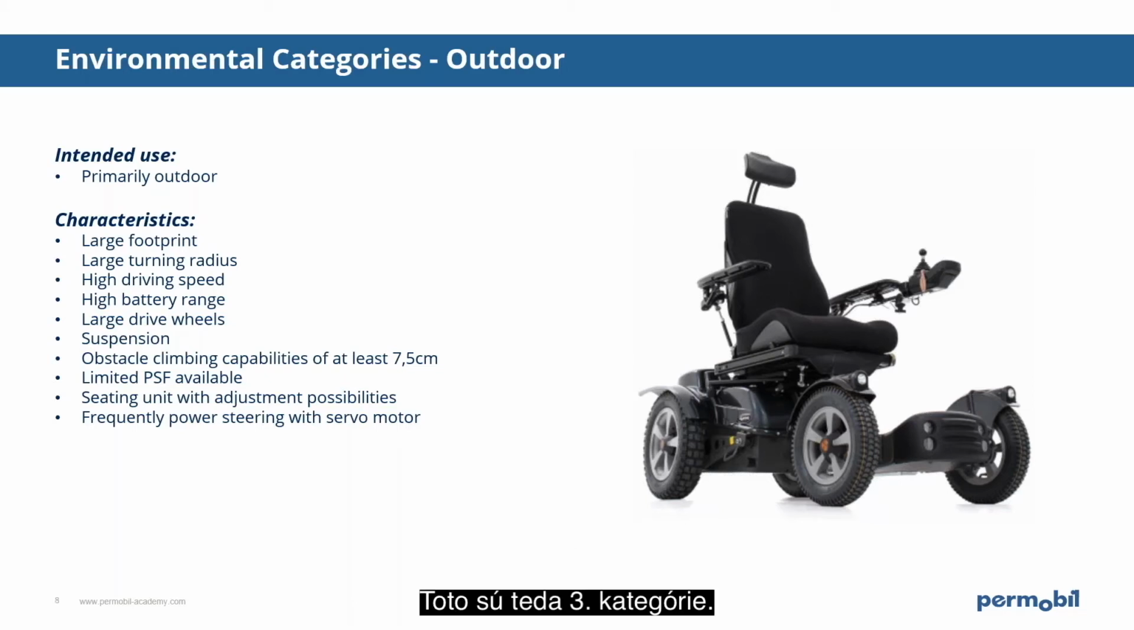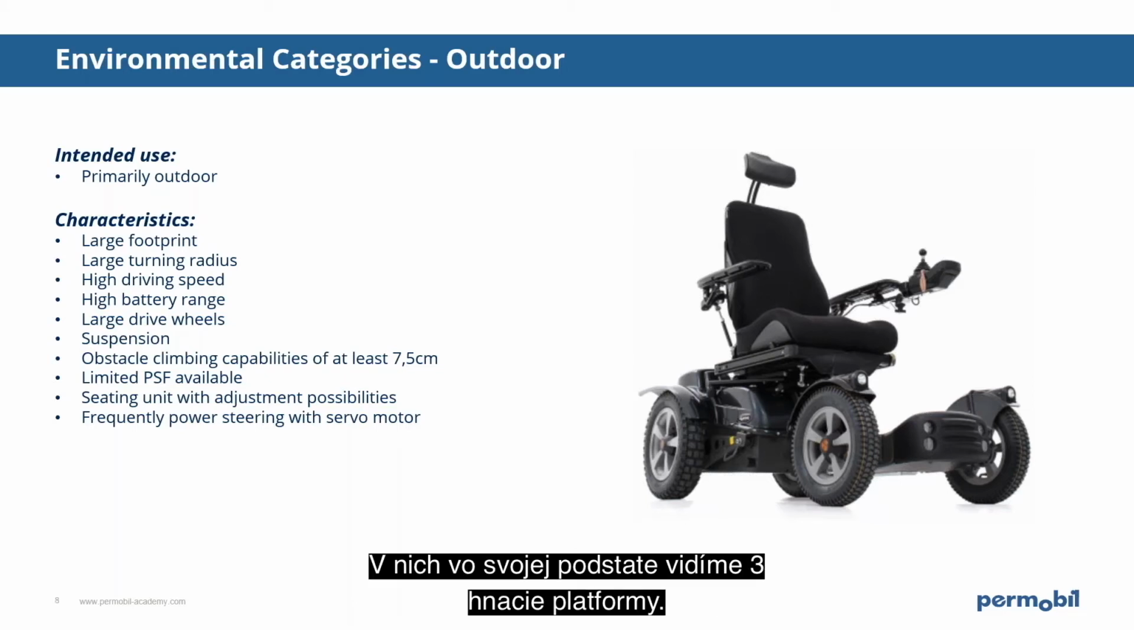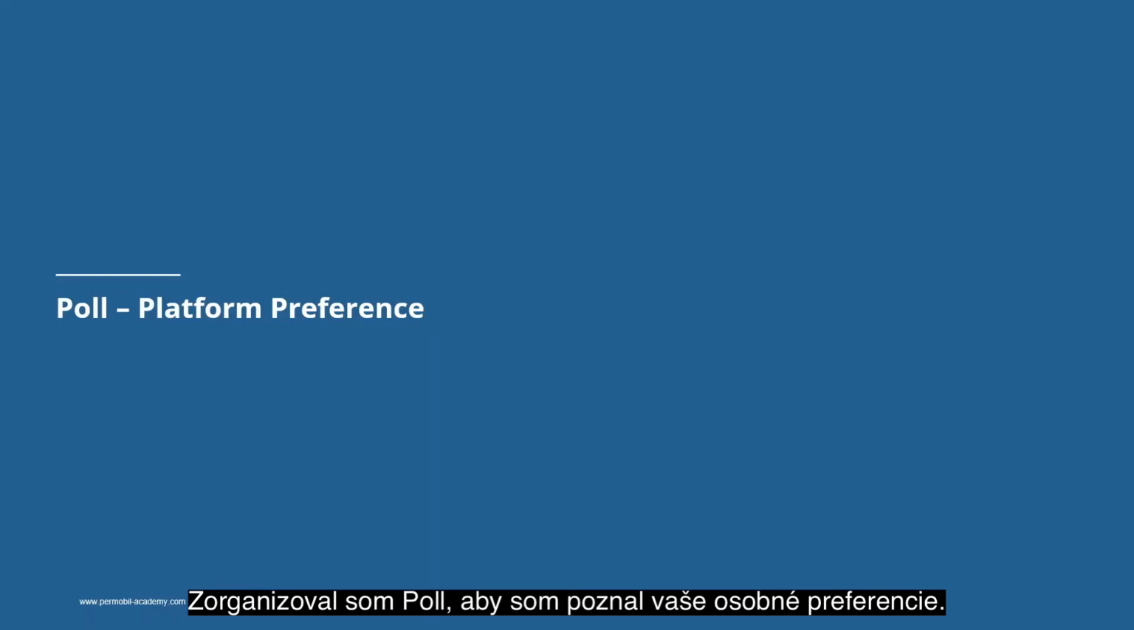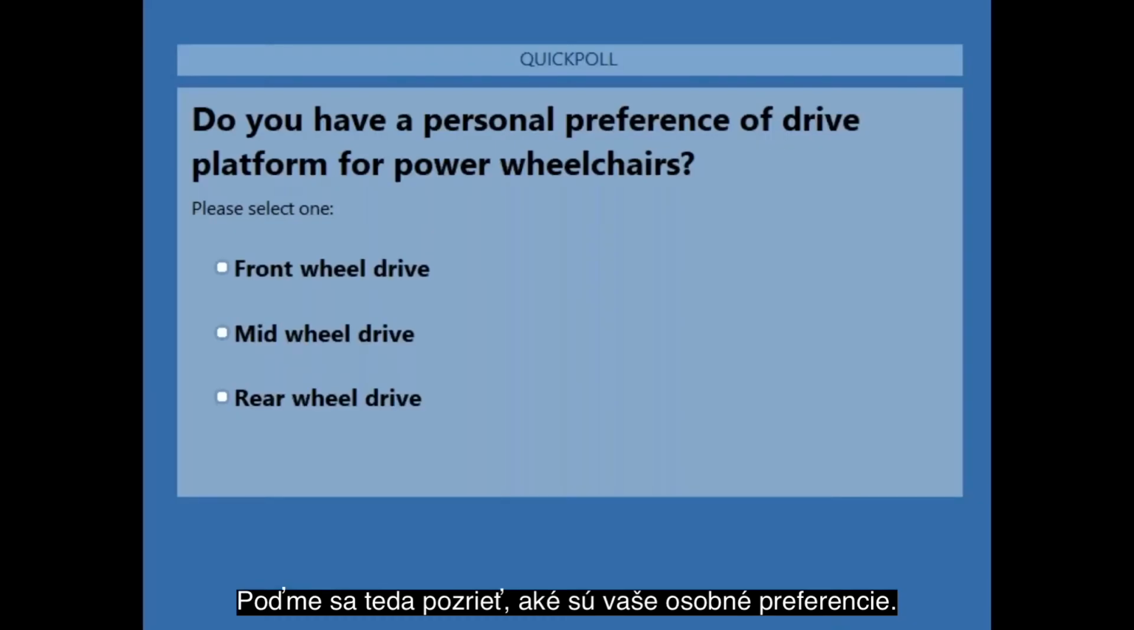So these are now 3 categories. And basically in these 3 categories, we always see the 3 drive platforms returning. We always see in these categories mid-wheel drive wheelchairs, front-wheel drive wheelchairs, and rear-wheel drive wheelchairs. So I have organized a poll to know your personal preference. So I'll start a poll right now, and let's see what your personal preference is among those attending.